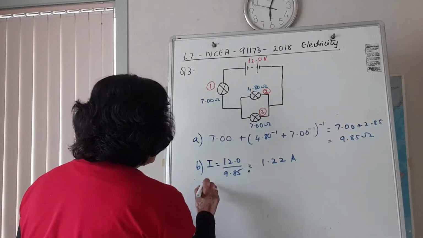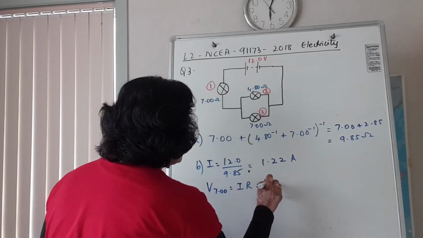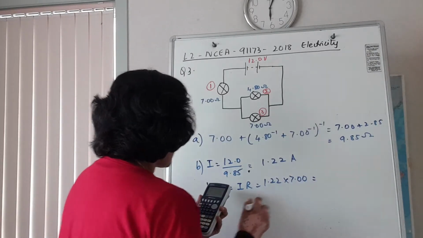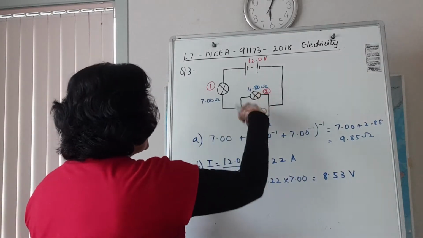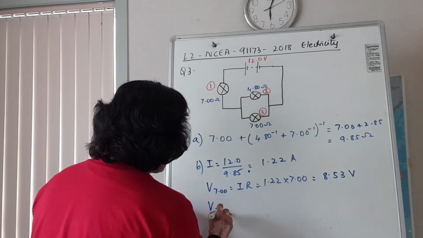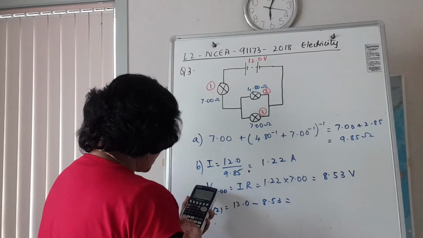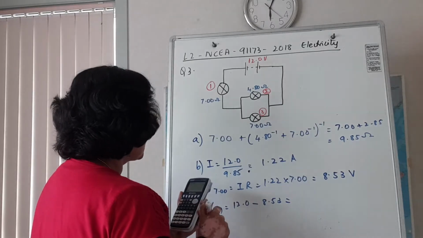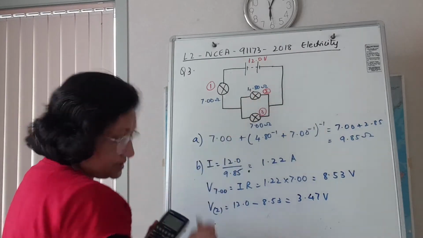And so that's the current. The voltage across bulb 1 is current times resistance. So it's 1.22 times 7, and I get 8.53 volts. Then the remaining voltage is the voltage across the other bulb. So the voltage across bulb 2 is 12 volts minus 8.53, which gives me 3.47 volts. So that's the voltage across the bulbs.